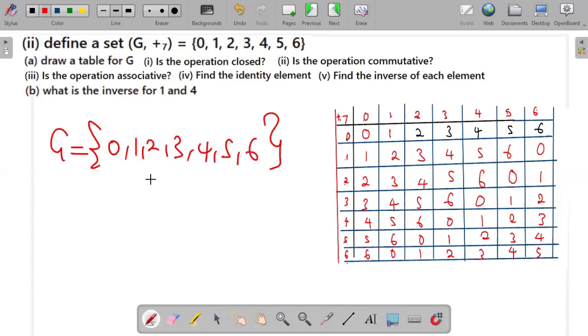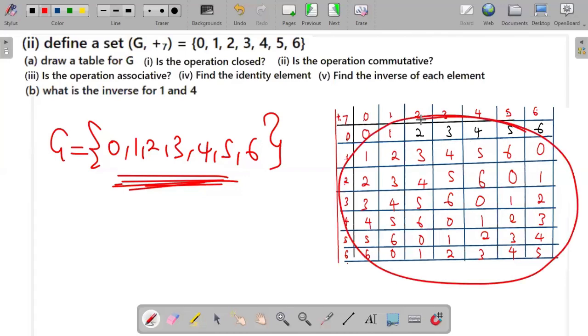Okay, this was the set G here. So if they ask you, is the operation closed? You're going to look at all the answers that you got here. Are all these answers within this set? The answer is yes, because I can only see 0, 1, 2, 3, 4, 5, 6 in all of the answers that were found there. There's no number that is less than 0 or any number that is greater than 6.